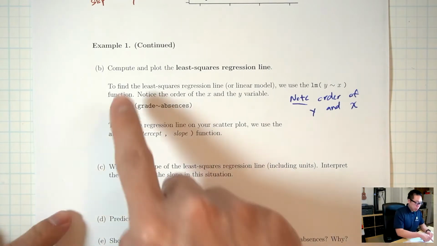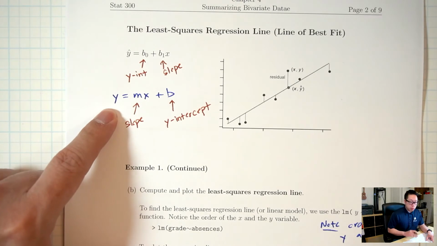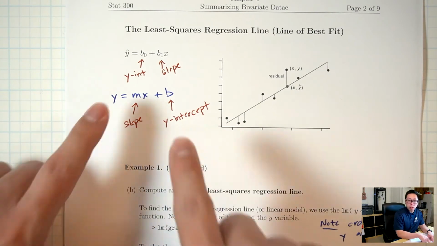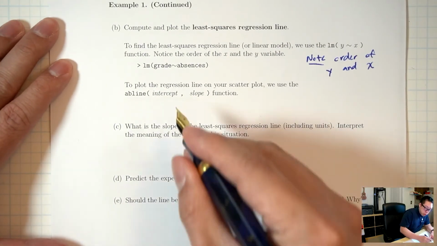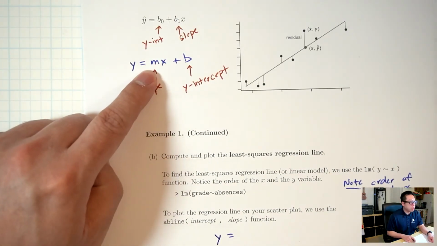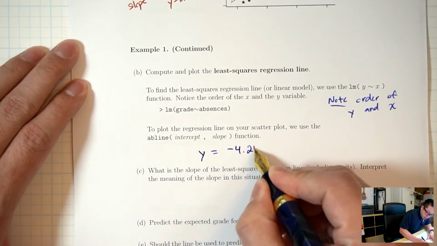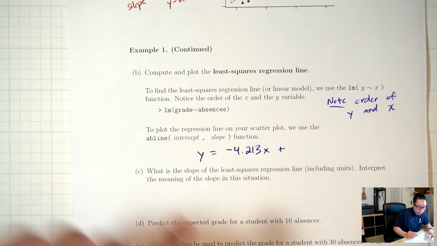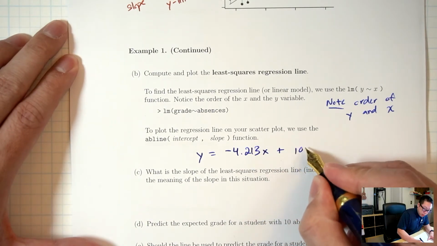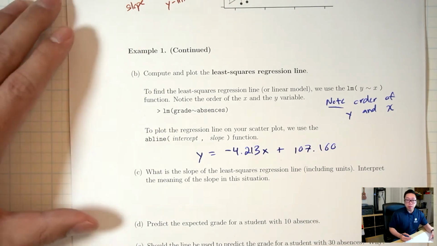What I mean by compute the least squares regression line is I want the y equals mx plus b equation. So I want this equation, but replace the m with the slope and replace the b with the y-intercept. So our least squares regression line is going to be y equals, the slope was, I think we said, negative 4.213 x plus the y-intercept. The y-intercept, I think we said, was 107.160. And that's the equation of the least squares regression line.